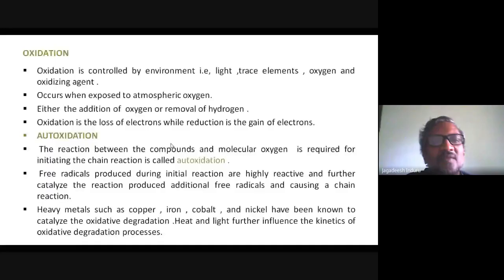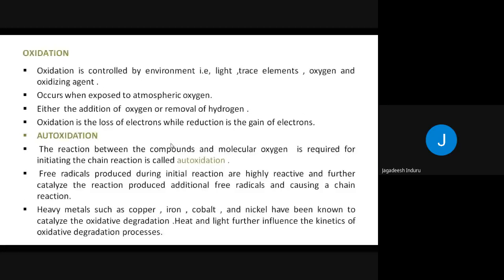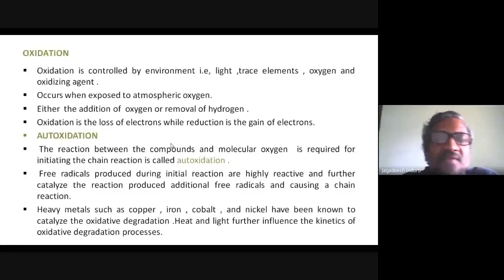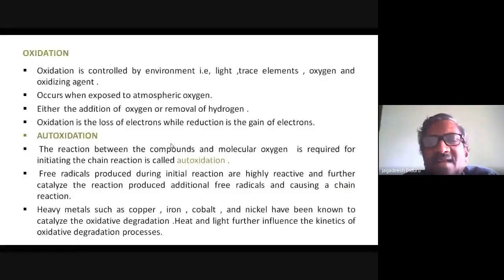Auto oxidation is another major phenomenon we are going to have in our product. It is triggered by itself without intervention of the O2 present in the atmosphere. In oxidation, what we have seen is the presence of oxygen in the air making it progress. In auto oxidation, it is enhanced by itself without the triggering point of O2. How is it happening? The reaction between the compounds and molecular oxygen is required to initiate the chain reaction called auto oxidation.